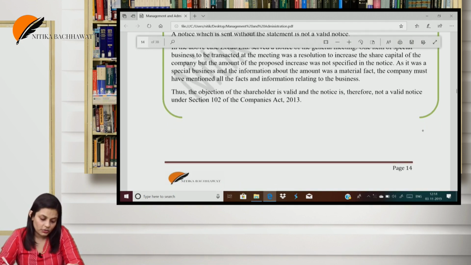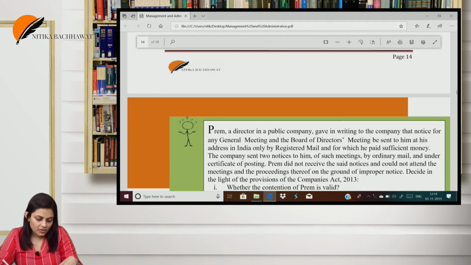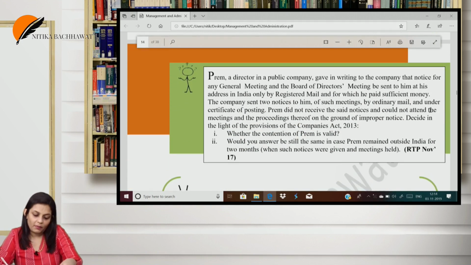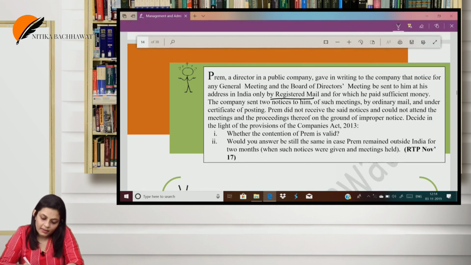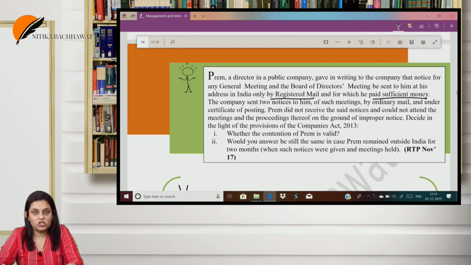Thus the objection of the shareholder is valid and the notice is therefore not a valid notice under section 102. Coming to the next question, Prem, a director in a public company, gave in writing to the company that the notice for any general meeting and the board of directors meeting be sent to him at the address in India only by registered mail. Only by registered mail, and for which he paid sufficient money.